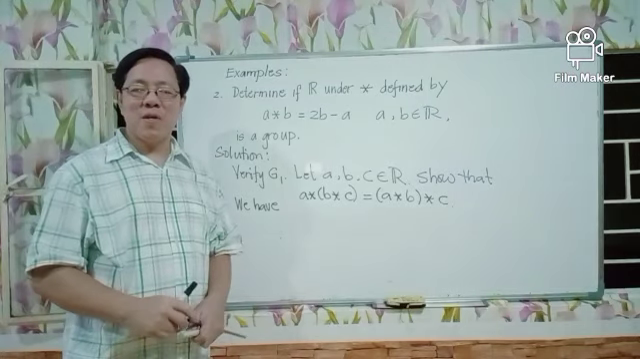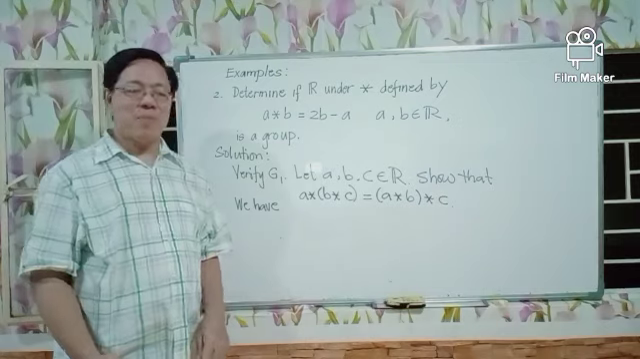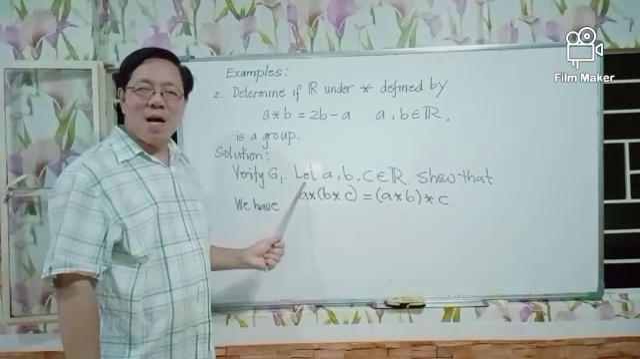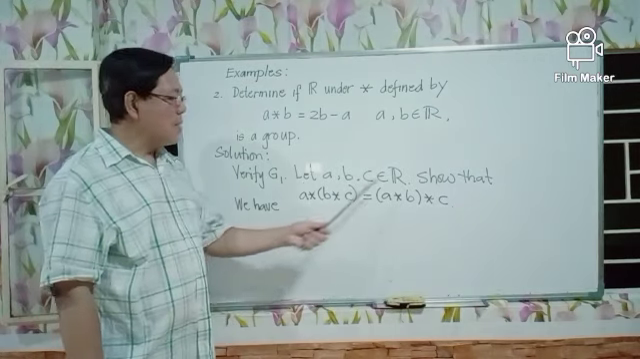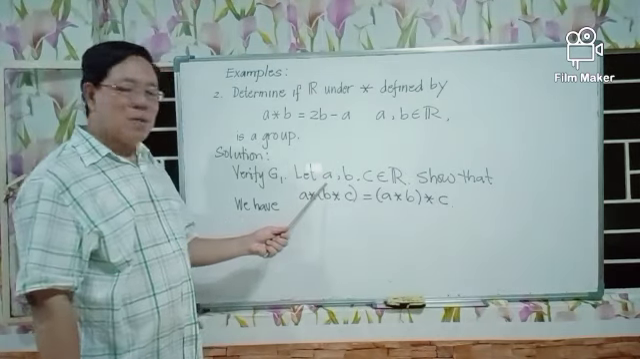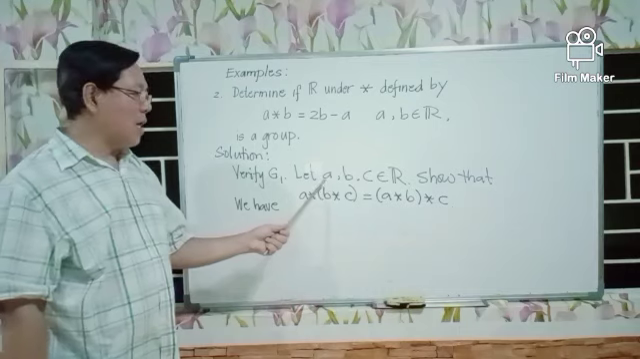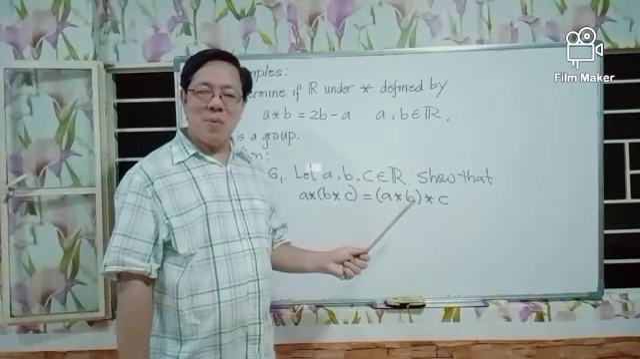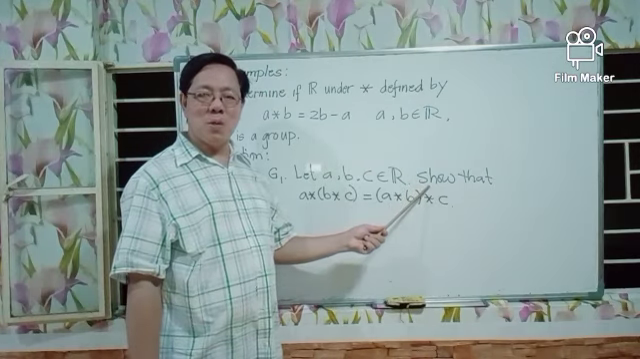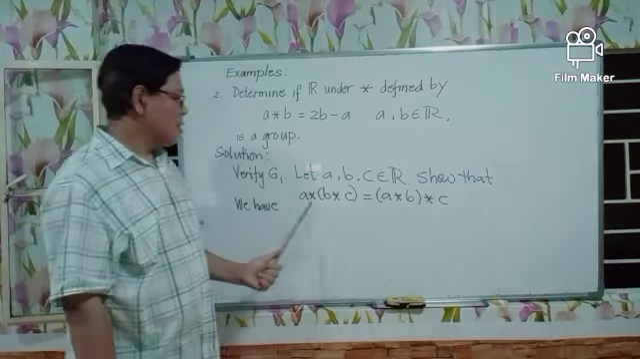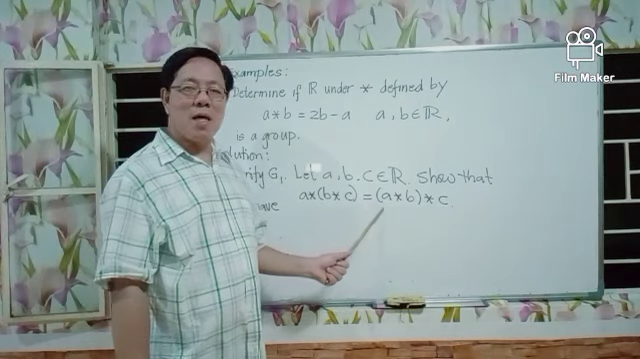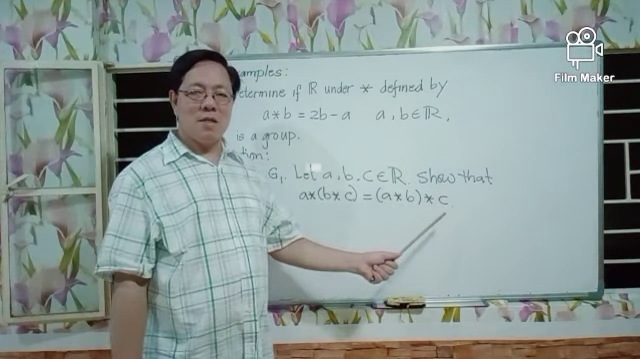We start with the first property of a group, the associative property. That is, we verify G1, and we need three arbitrary elements from the given non-empty set R, the set of real numbers, and we denote these three arbitrary elements by a, b, c. To verify the first property of a group, the associative property or associativity, we show that a star (b star c) is equal to (a star b) star c.